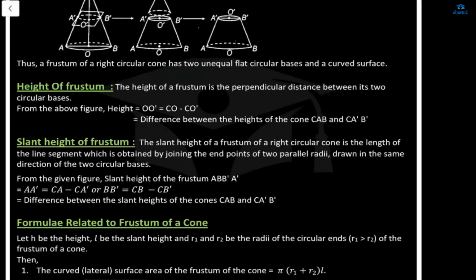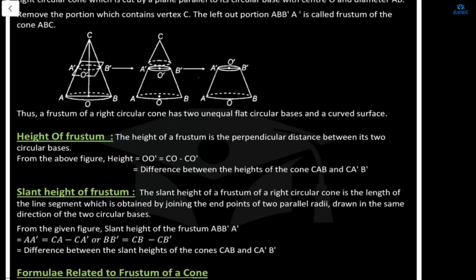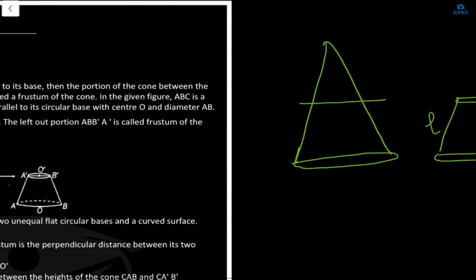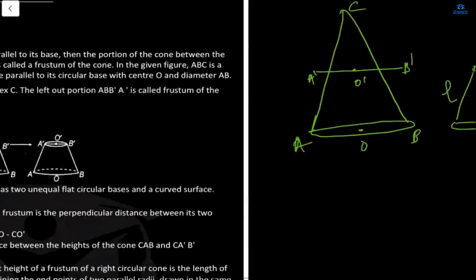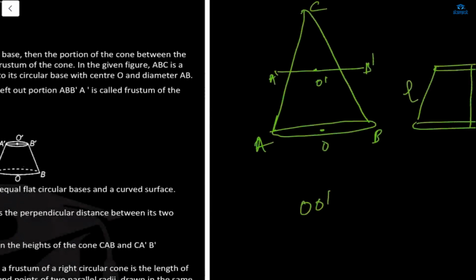Okay, from the total height of the cone, if you are going to subtract the smaller cone height, that is CA'B'. The cone that got cut, you call it CA'B'. Okay, after the cut, the previous one is your ABC. So when you are going to cut, that means from CO, what is the height? That is OO', which is equal to CO minus CO'. Okay, so this is your height of the frustum.